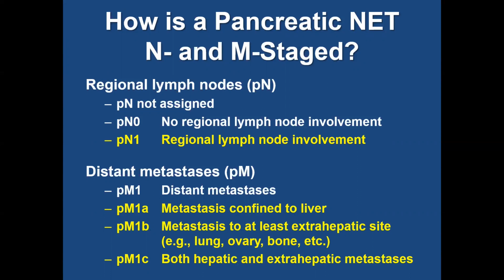N staging is simply the absence or presence of regional lymph node metastasis, and M1 staging is currently subdivided into 3 subcategories based on involvement of the liver. The 8th edition now subclassifies the M1 stage as either confined to the liver, outside the liver, or involving both, by using the designations M1A, M1B, and M1C respectively. This 3-tiered M1 staging system is universally used among all gastroenteropancreatic neuroendocrine tumors.